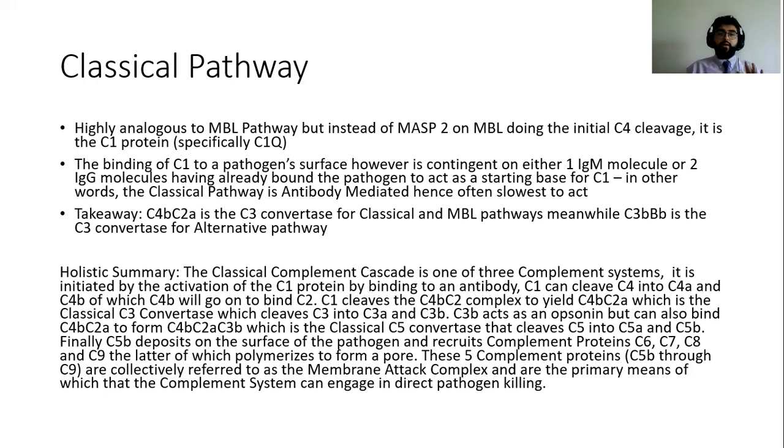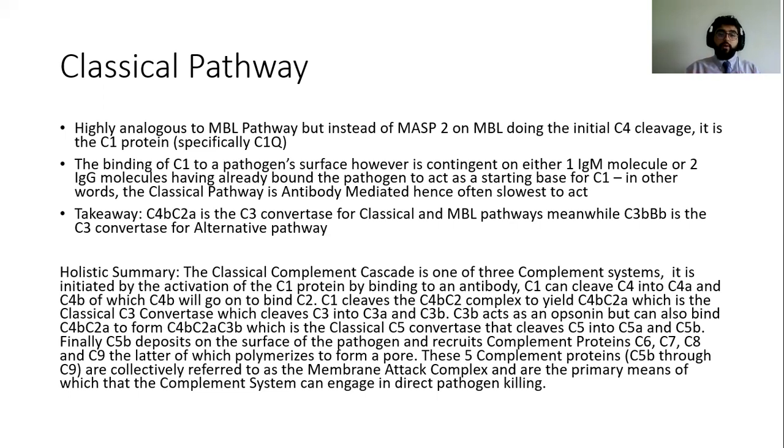C1 will bind to the pathogen surface. However, in order to bind to the pathogen surface, it needs a scaffold, and so the scaffold will either be one IgM, which is a pentamer, 10 binding sites, or two IgG molecules, so 4 binding sites total. The key thing to know here is that one IgG molecule is not going to cut it, because that's only 2 binding sites. You technically need at least 4 from the two IgGs. Because each has 2 binding sites, when you have 2 IgGs, it's 4 binding sites, or just one IgM, which is 10 binding sites. So you need an immunoglobulin scaffold for C1 to bind.